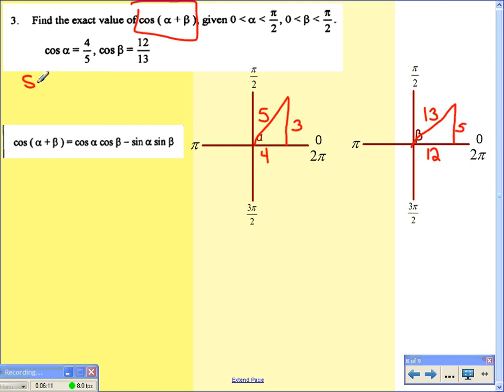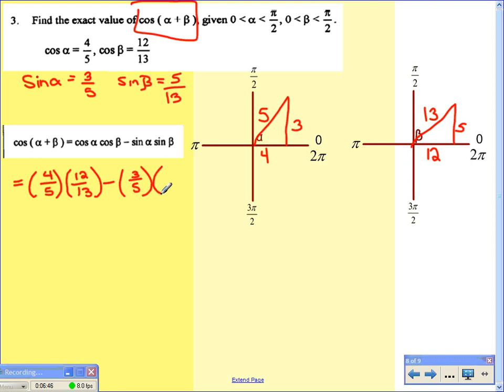So now we can find the sine of alpha. The sine of alpha is 3/5, that's opposite over hypotenuse. And we can find the sine of beta. The sine of beta is 5/13. And now we're ready to plug in our formula. So we have cosine alpha, which is 4/5 times cosine beta, which is 12/13, minus sine alpha, which is 3/5 times sine beta, which is 5/13.